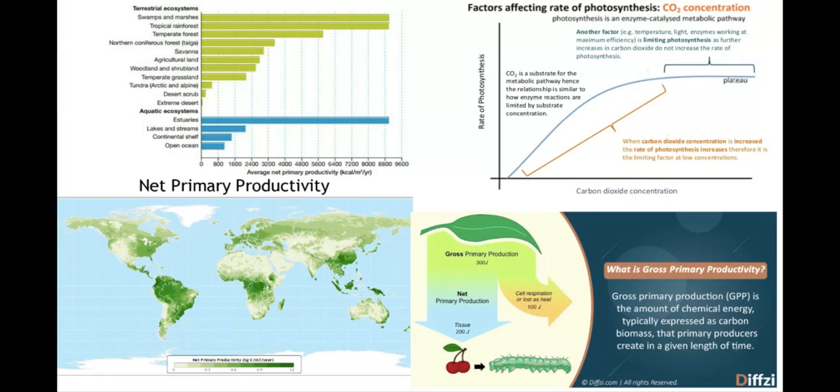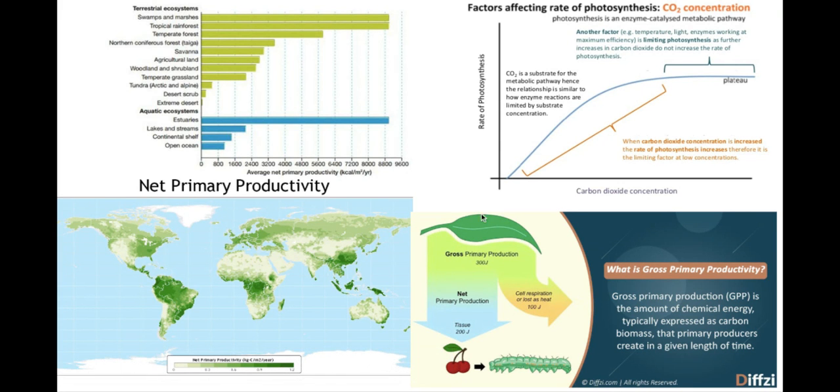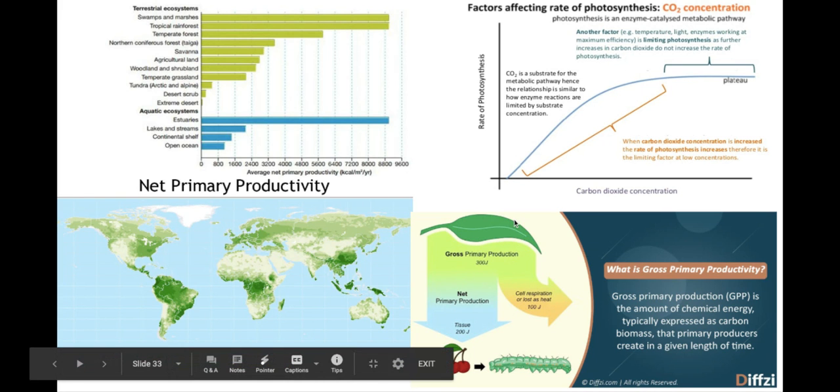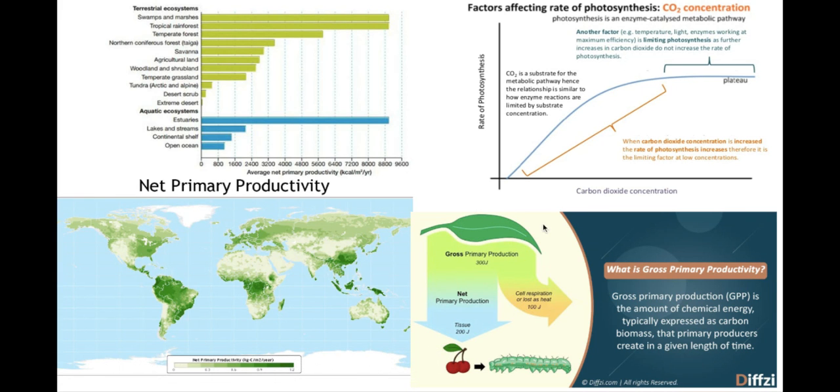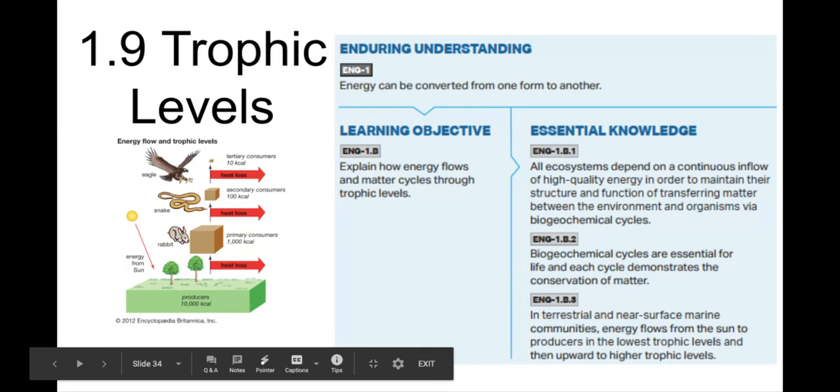Now, what is gross primary production? Gross primary production is going to be the amount of chemical energy, expressed in carbon biomass, that primary producers give, or I don't want to use the word create, but they produce. So primary producers will produce a certain amount of productivity, and then that will be my gross primary productivity. Primary because it's produced by my producers. And then minus the respiration, I will have my net primary productivity.